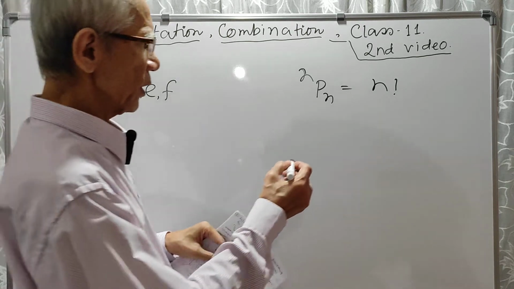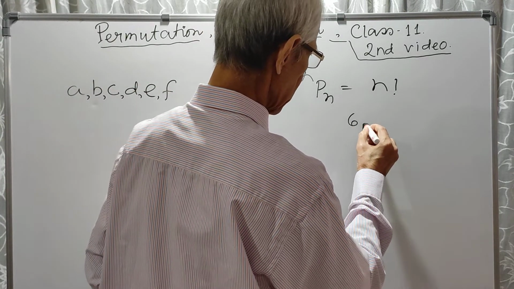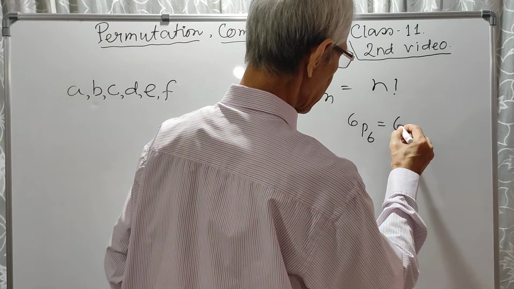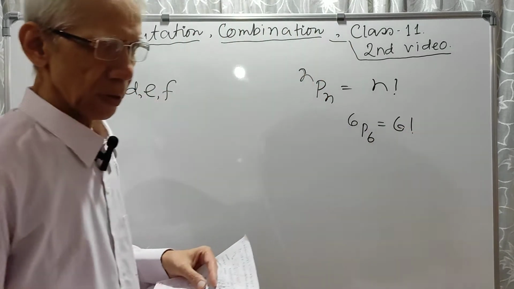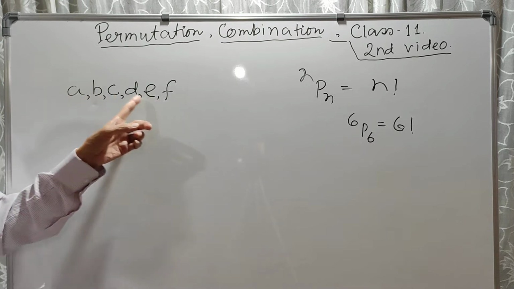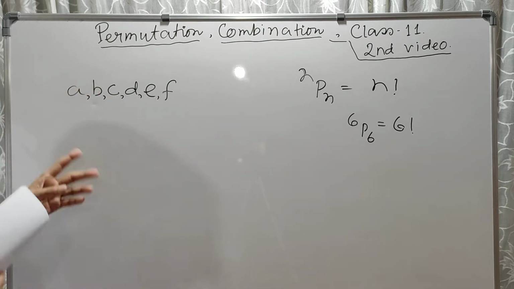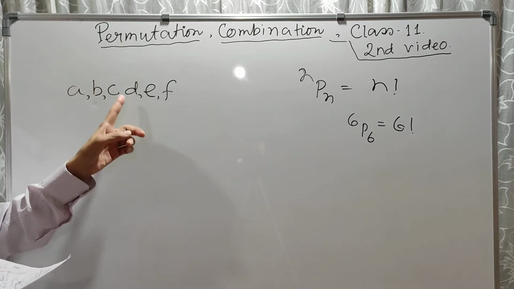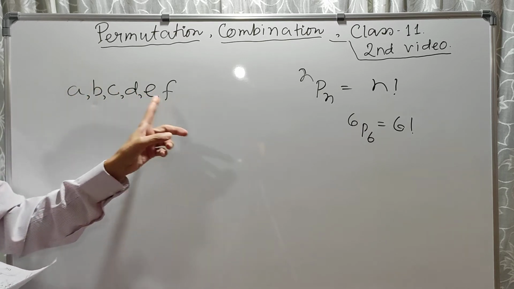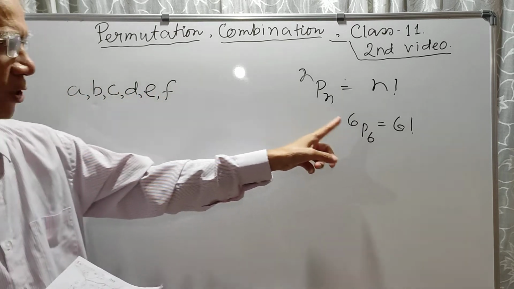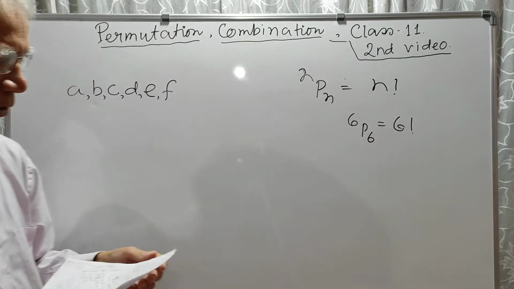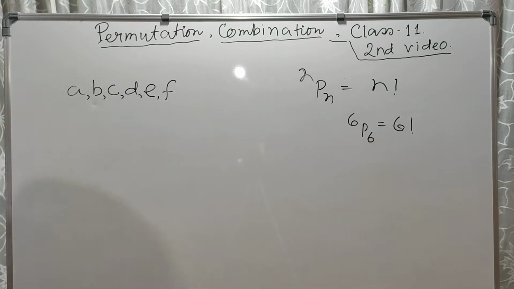Therefore the answer will obviously be 6P6, that means factorial 6. So suppose these 6 letters are there, you have to arrange to get permutation taking all the letters at a time, so 6 letters at a time. That means 6P6, so that will be factorial 6, isn't it?